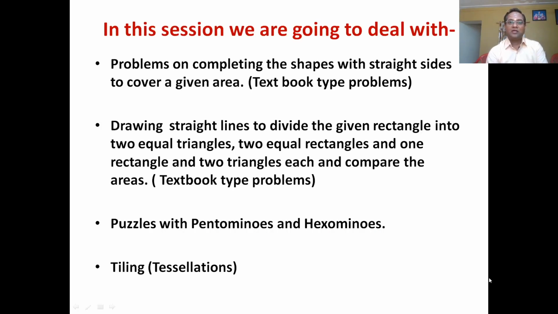In this session we are going to deal with problems on completing the shapes with straight sides to cover a given area, the textbook type problems, drawing straight lines to divide the given rectangle into two equal rectangles, and one rectangle and two triangles each, and then compare their areas. Again, the textbook type problem. We shall be dealing with puzzles with pentominoes and hexominoes, and in the last session we'll be dealing with tiling or tessellating.